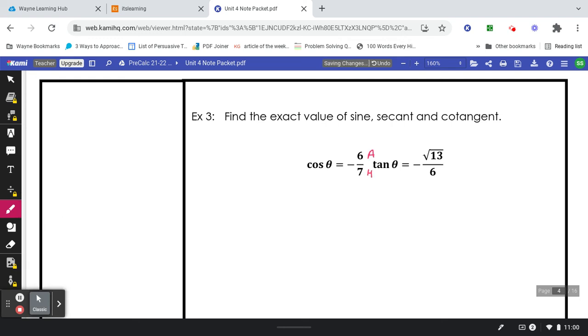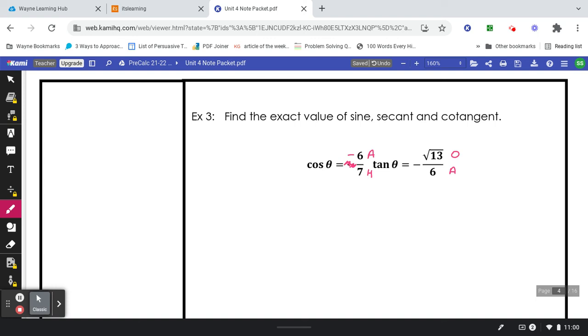Let's move the negative. It can't go to the H, so it will have to go to the A. At this point, people always ask, does it always go to the top? Not necessarily. All right, so tangent. Tangent is O over A. So this is a little strange because you don't really know where the negative goes, because O and A, either of those could be negative.